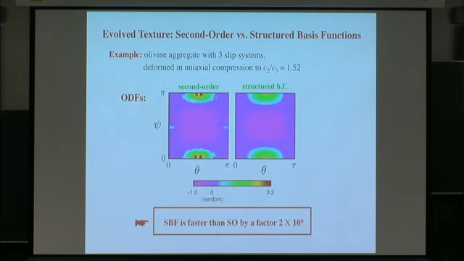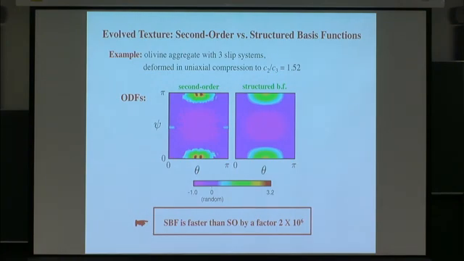Here are the results. You see, for the second order self-consistent model, you get a prediction that looks like this. It's very granular because the second order model works with a large ensemble of grains, say 2,000 grains. So you're trying to represent a continuous function in terms of grains, and you get this rather granular looking approach.